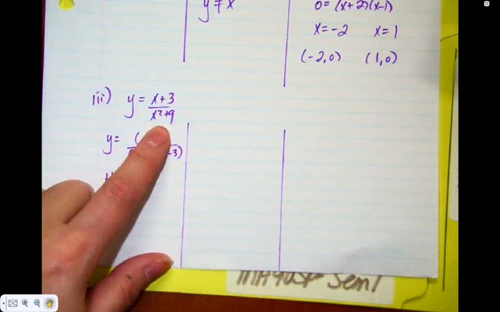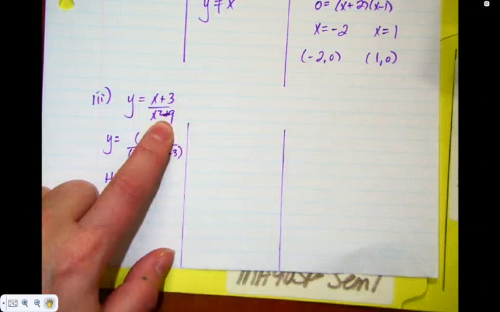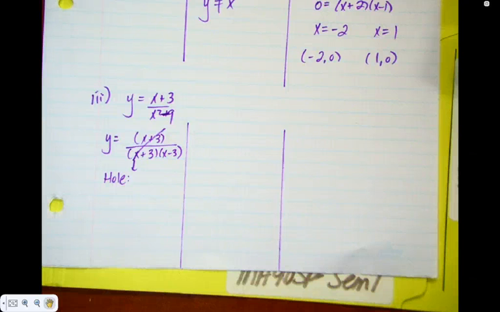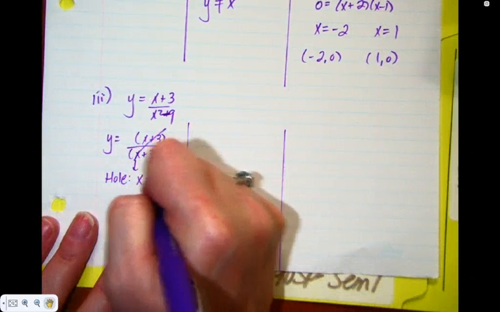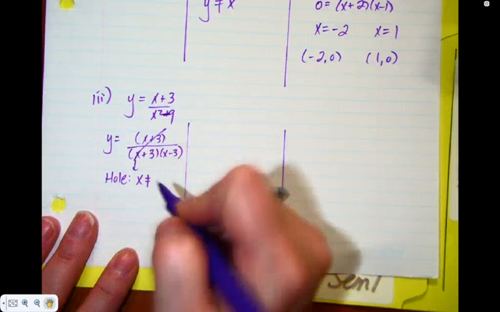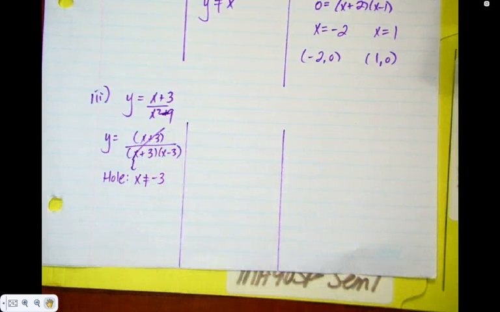Oh, I copied it down wrong. Sorry, there's a minus up here. Where is the hole? Would it be x is not equal to, if it's a hole? Yeah, we tend to. It's a point, a coordinate point, so it doesn't really matter so much.